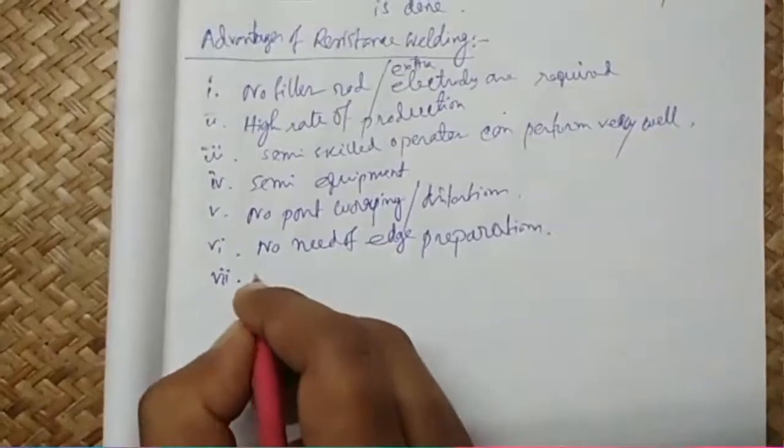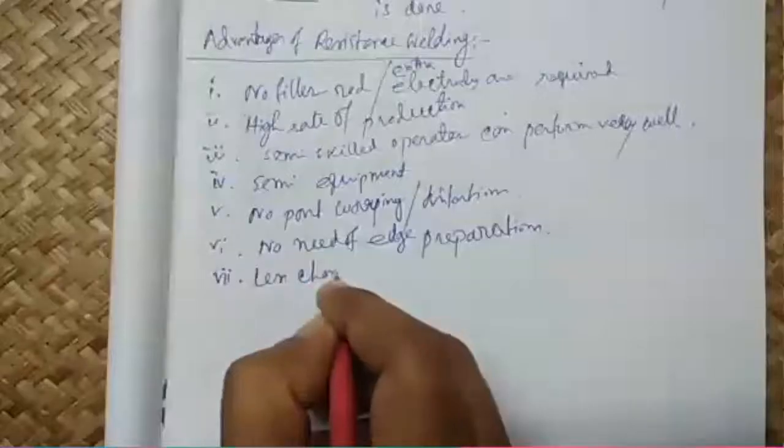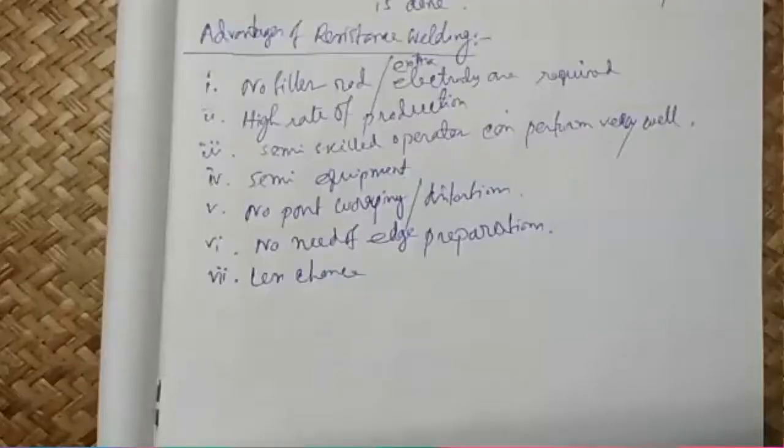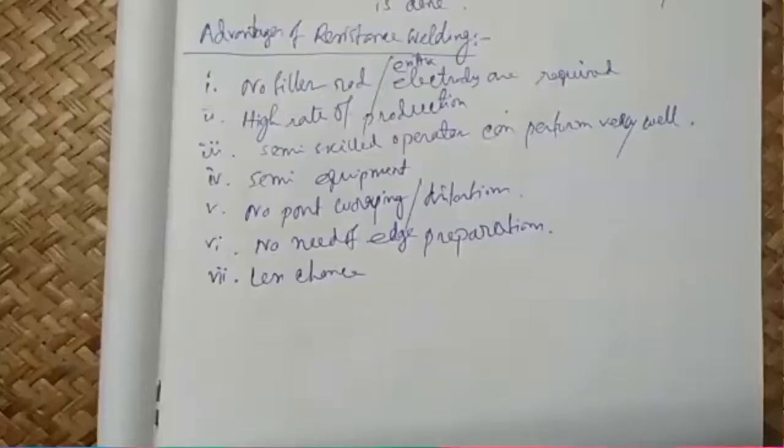Number 5 is no part warping or distortion. Do you know what warping is? There's some cracking, not just warping. When you heat something and cool unevenly, or you apply pressure unevenly, then you get the job; if it is very thin, it gets wrinkles on it. That is called warping.